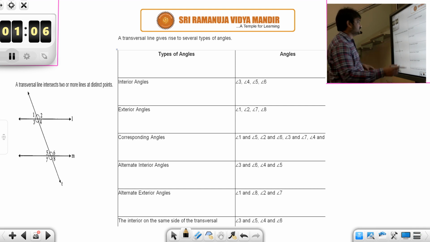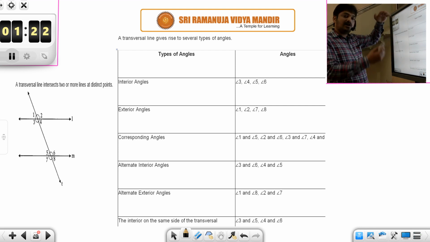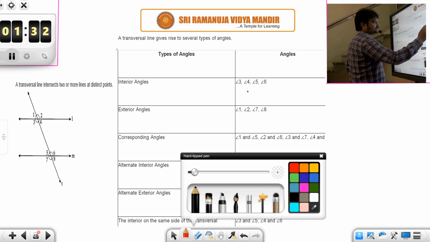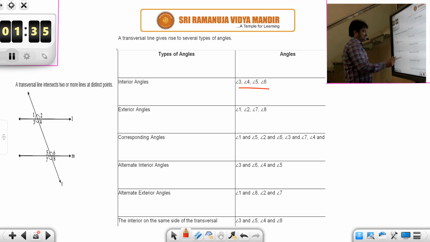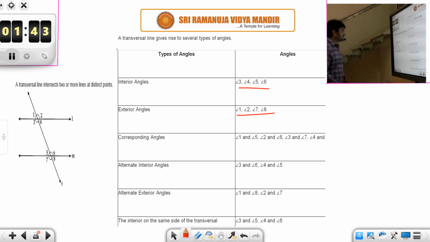The angles between the two parallel lines, we call interior angles. The angles outside the two parallel lines, lying above or below, we call exterior angles. You could see that 3 4 5 6 are examples of interior angles. And 1 2 7 8 are not between the parallel lines, so we call them exterior angles.